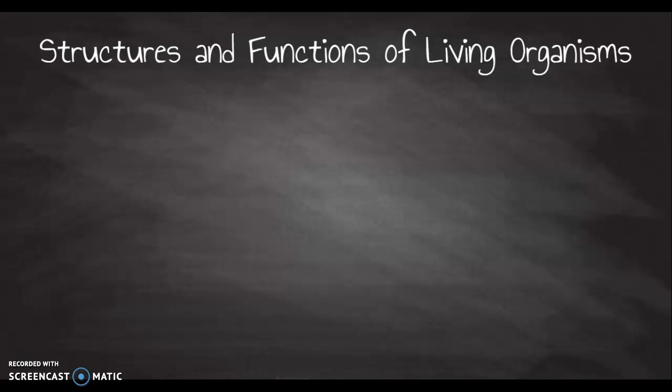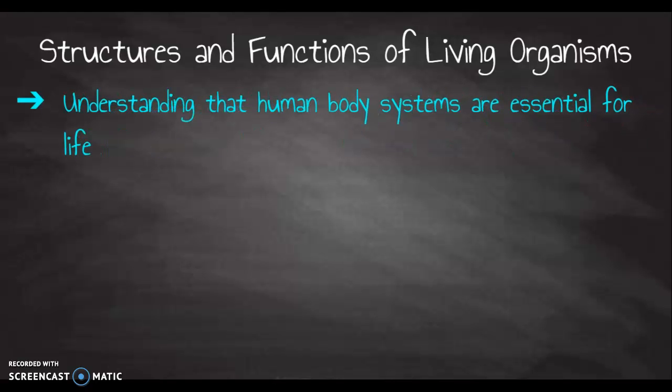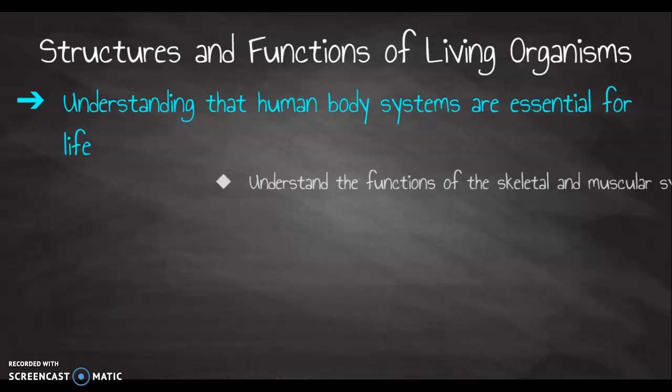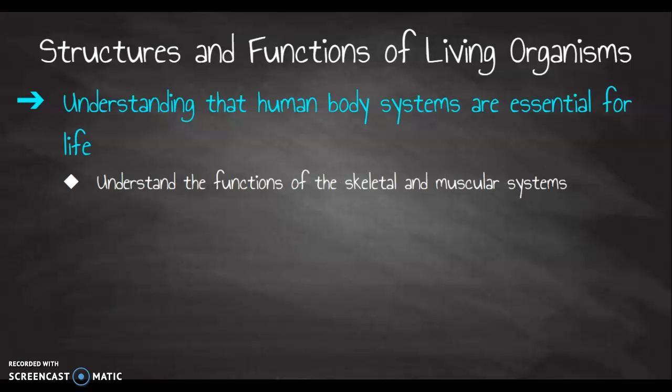And then from there, we will finish out science with structures and functions of living organisms. So in this unit, students are going to be understanding that human body systems are essential for life. And we will be focusing on understanding the functions of the skeletal and muscular systems. As students move further into school, once they get into fifth grade, they will focus on all 6 body systems, but we start off with just the skeletal and muscular systems in third grade.